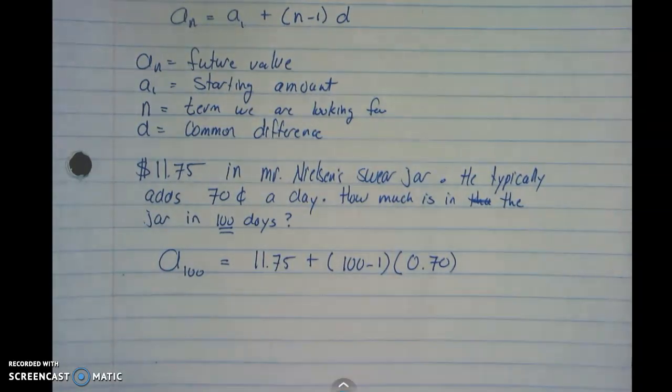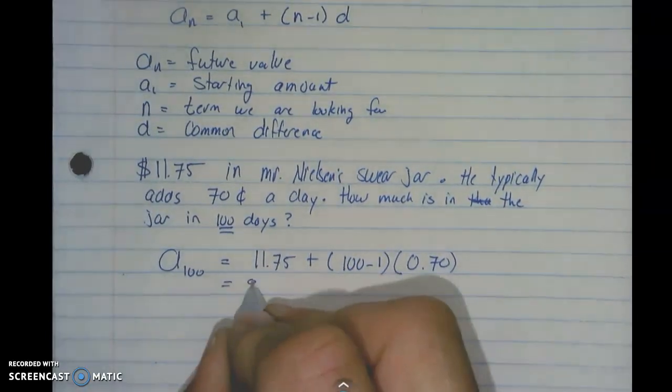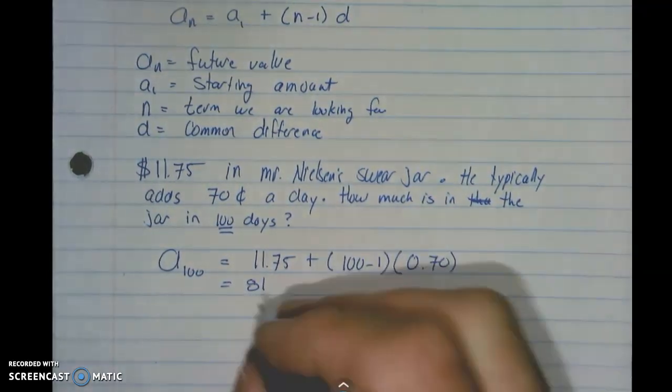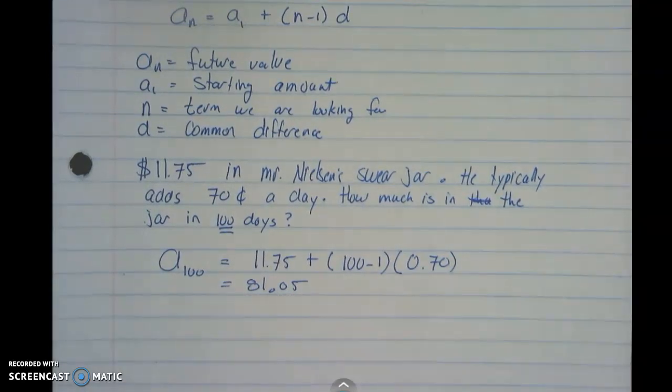Okay, so let's put this in our calculators real quick. I still got 3 minutes. So what we're saying is that in 100 days, if I add 70 cents a day, I should have $81.05 in my jar. Yep, that's pretty good.